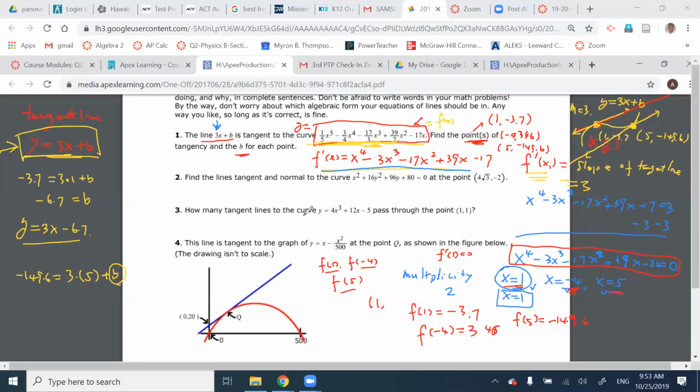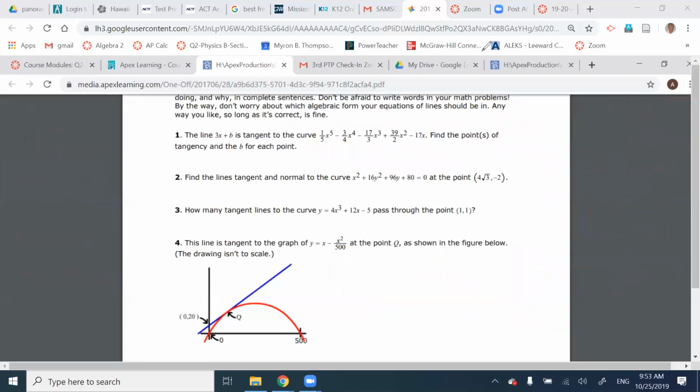Now, so far so good for number 1. Okay, we go to number 2 now. Find the lines tangent and normal to the graph of this. Tangent and normal. Okay, let's do this now.